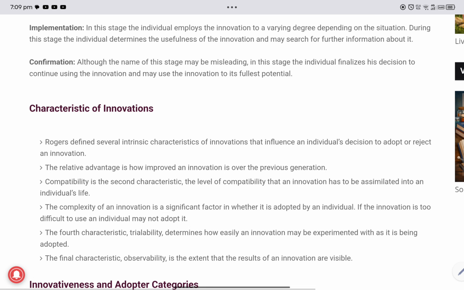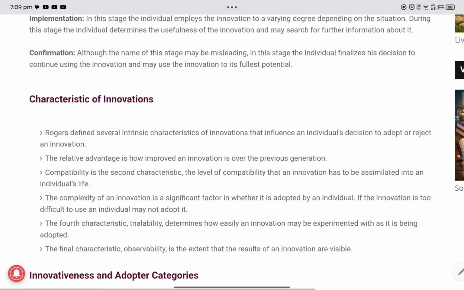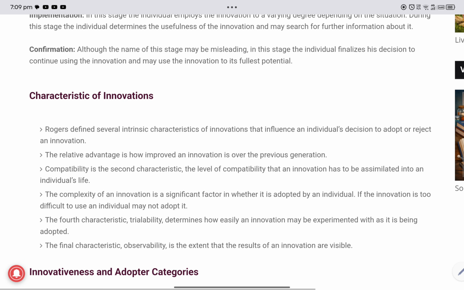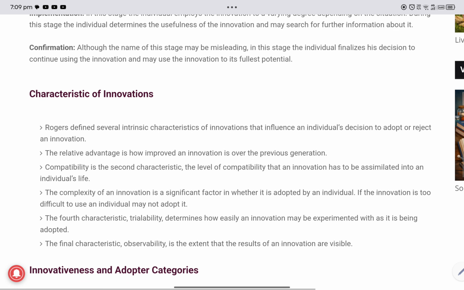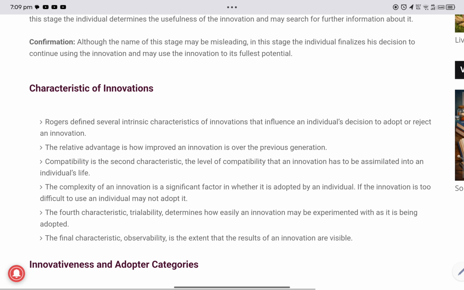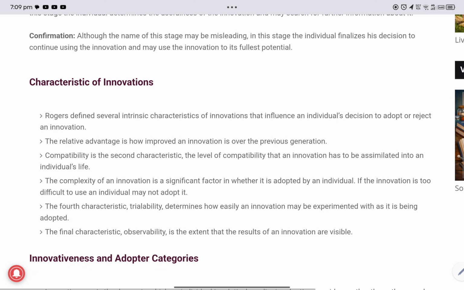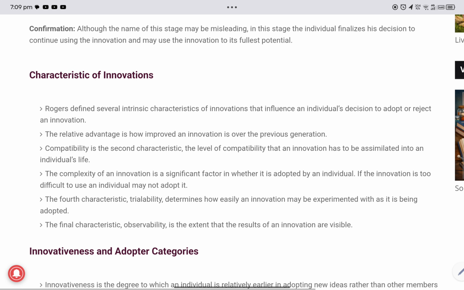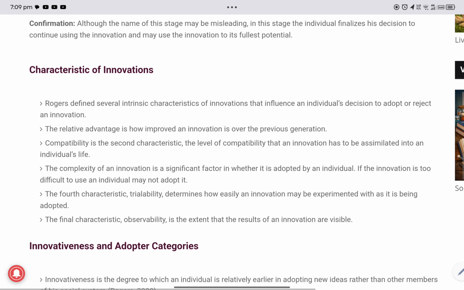Confirmation. Although the name of the stage may be misleading, in this stage the individual finalizes his decision to continue using the innovation and may use the innovation to its fullest potential.